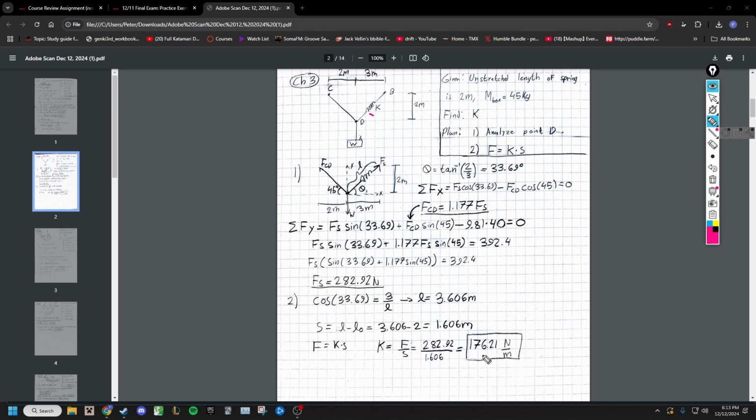And we know that answer is probably right, because that is a pretty normal spring constant. Spring constants are generally in the hundreds. I know for cars, I think they're in the 10,000s. So this is a pretty average spring constant for this kind of setup.